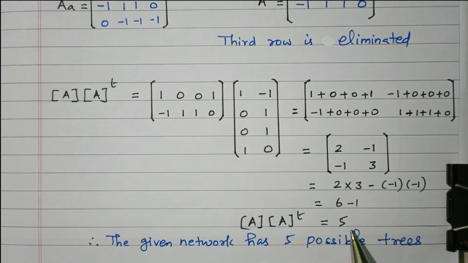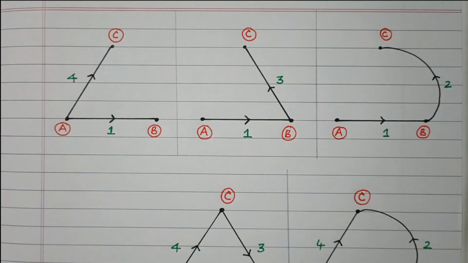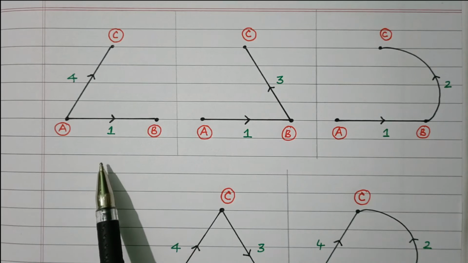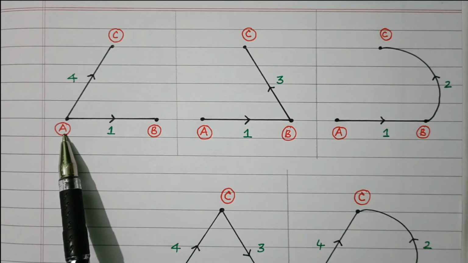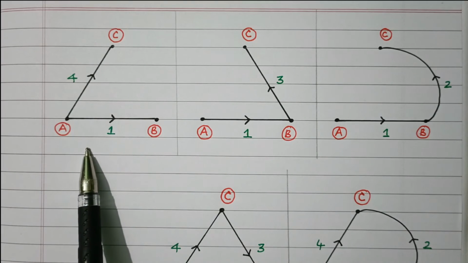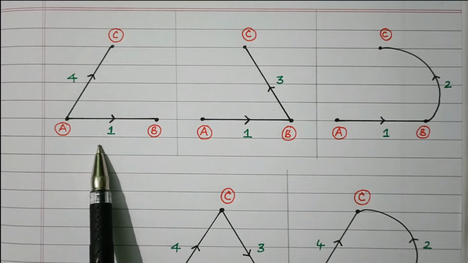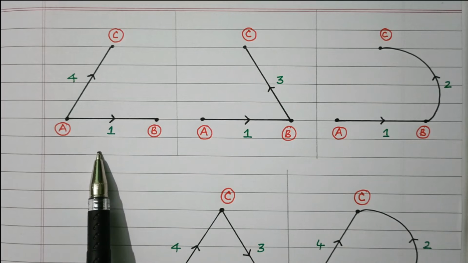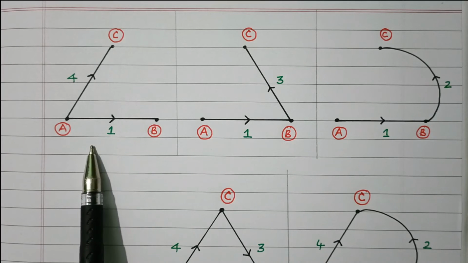From this formula we are identifying it. Now we'll see these 5 possible trees. What are the 5 possible trees? We'll see one by one. So these are all the 5 possible trees. The first one: 3 nodes A, B, C, and branches 1 and 4 are connected. The tree is a subset of the given oriented graph. It should not be a closed loop. There should not be any closed loop. We should not close the network. Then only it is called a tree.